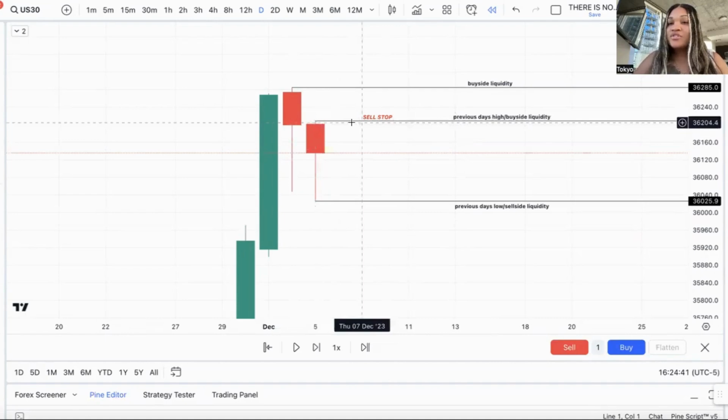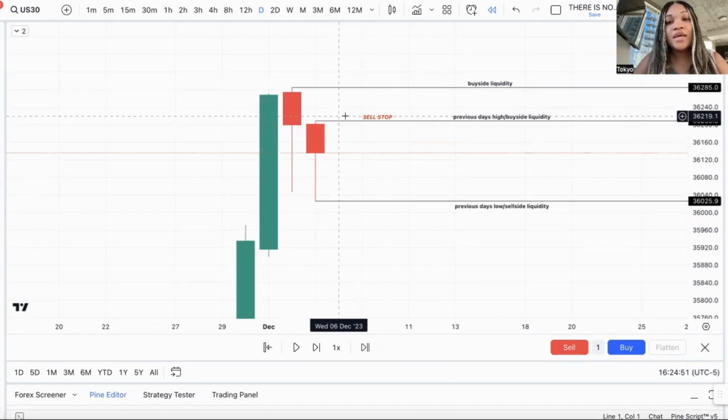But because there's news, I am expecting that we are going to come up and take out the previous day's high. I don't expect any candle closures above this previous day's high. If there's a candle closure above the previous day's high, this means that a new high is being created and we have to change our analysis. But I do expect some wick.